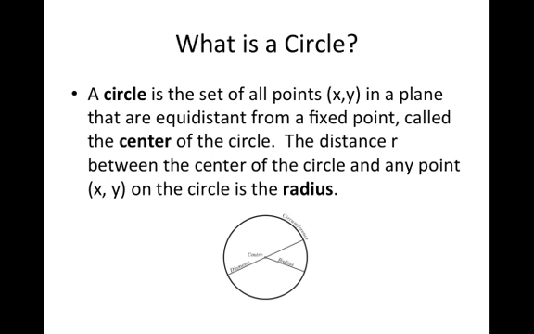A circle is a set of all points (x, y) in a plane that are equidistant from a fixed point called the center of the circle. The distance r between the center of the circle and any point (x, y) on the circle is the radius. You remember this from geometry. You've got a center, and there's some fixed distance called the radius, and if you stay the radius distance away from the center and go around 360 degrees, you are going to trace a circle.